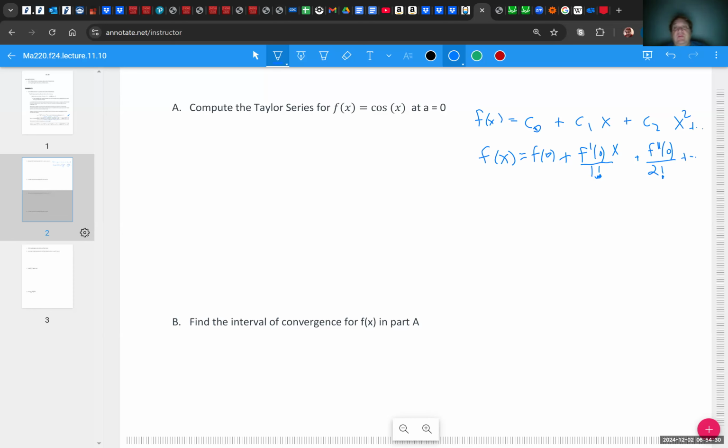All right, so to write our Taylor series for cosine, we need to find the value of the function at 0. So our function is simply cosine x.